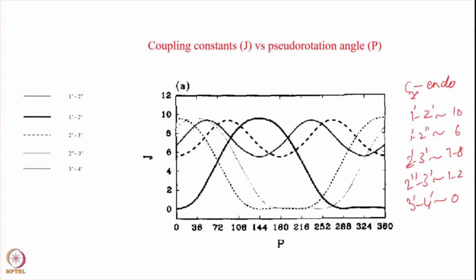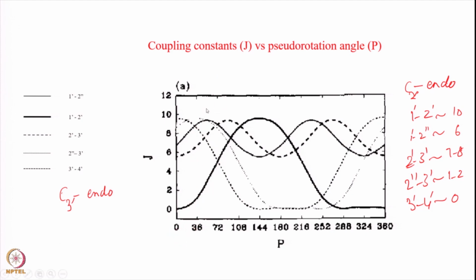Now what happens in the case of C3 prime endo? Let me write here the C3 prime endo geometry. So you can see what the coupling constants are. C3 prime endo means we are here.